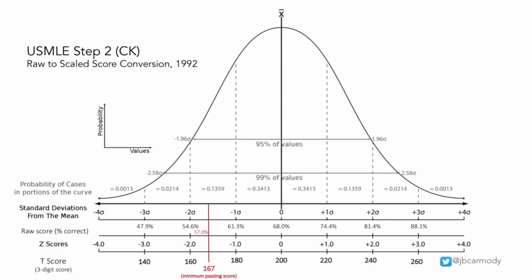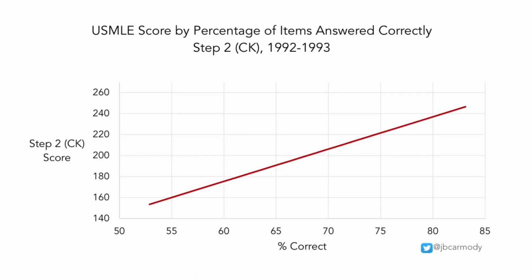And we can then construct the same bell curve because the scaled score is centered at 200, where 68% of questions were answered correctly. The minimum passing score was 167 and corresponded to an exam score of 57% of items correct. So you can see that someone who really had a high Step 2 score back in the day, 2 standard deviations above the mean, answered 81% of items correctly. We can also construct the same linear function of the relationship between the percent of items correct and the Step 2 CK score.